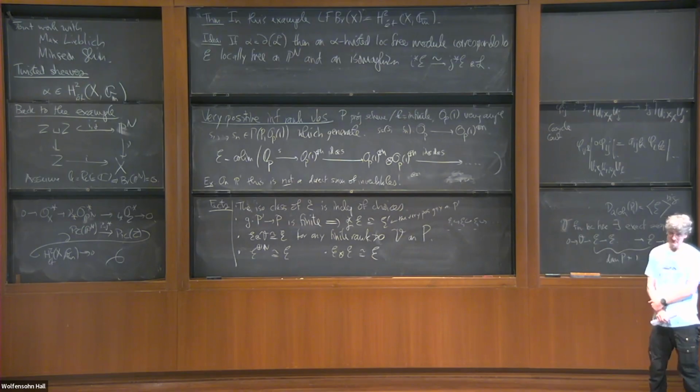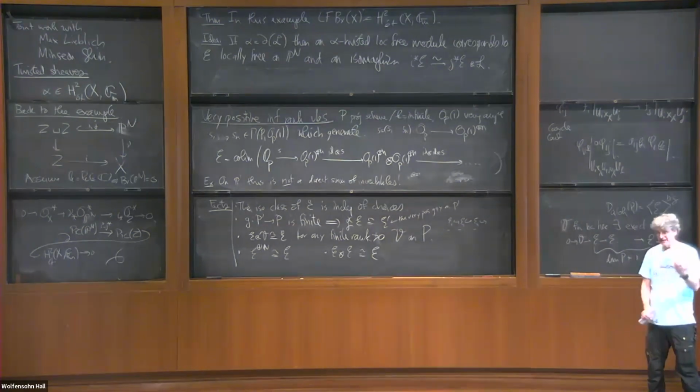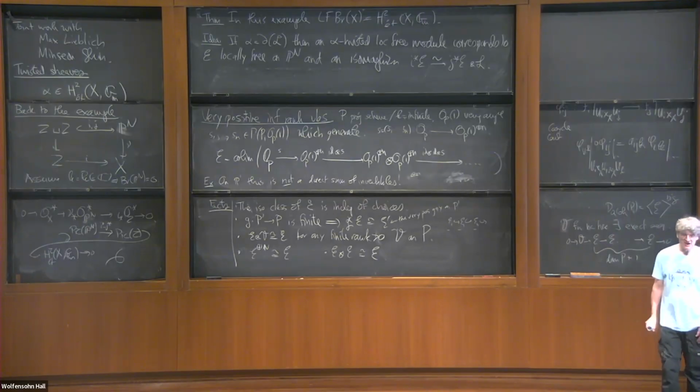What is the cohomology of E? It's only in degree zero, and it's gigantic. Only a two. Yeah, it's like affine space.